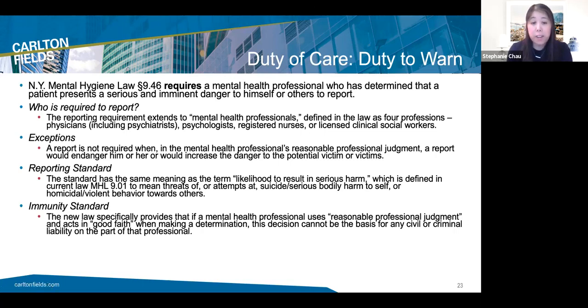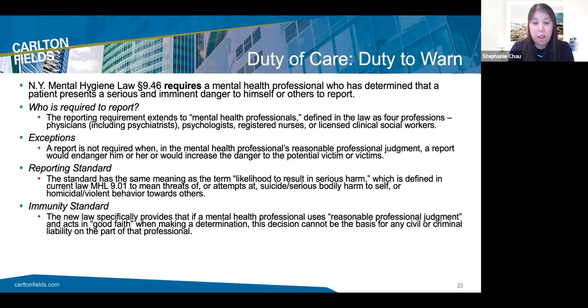And then finally, the immunity standard, which is protection from civil and criminal liability. The professional has to use reasonable professional judgment and act in good faith in making that determination. So making sure that you're adhering to the different protocols within the community that are known and acceptable within the community, making sure to discharge all of those different tools and protocols.